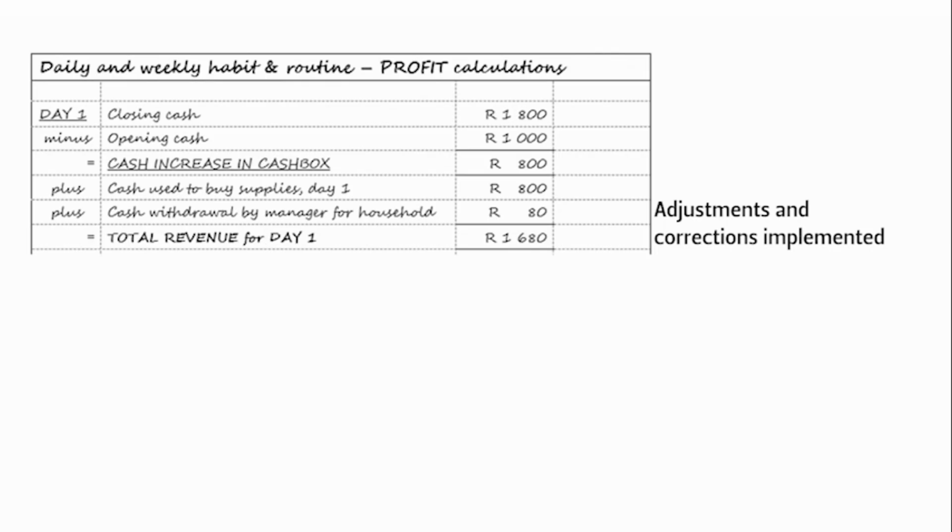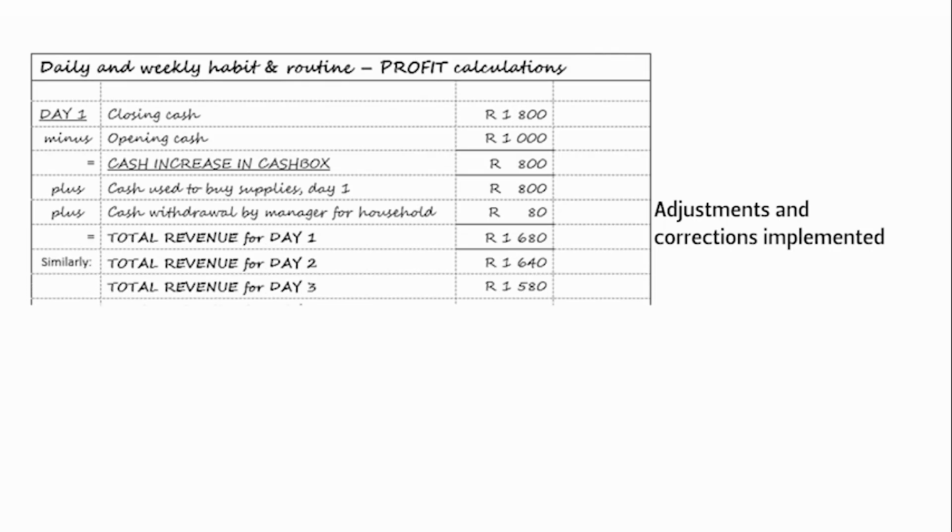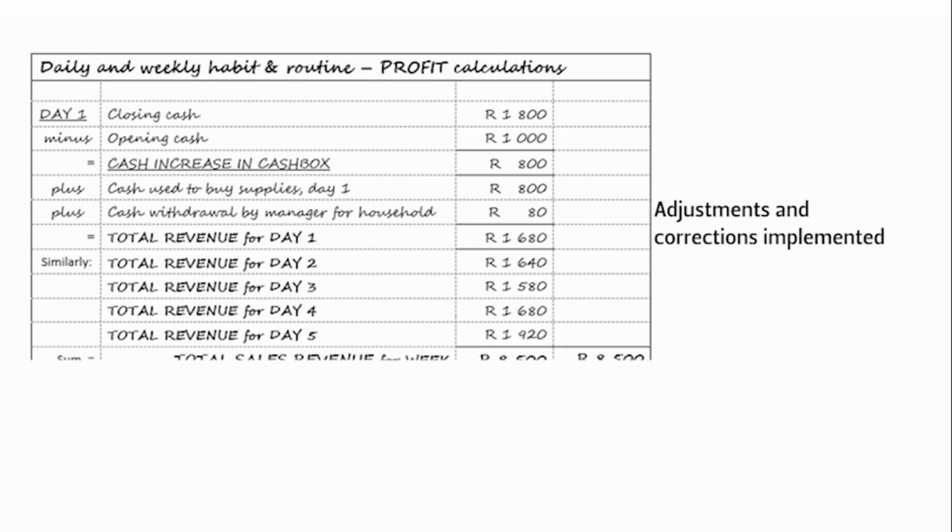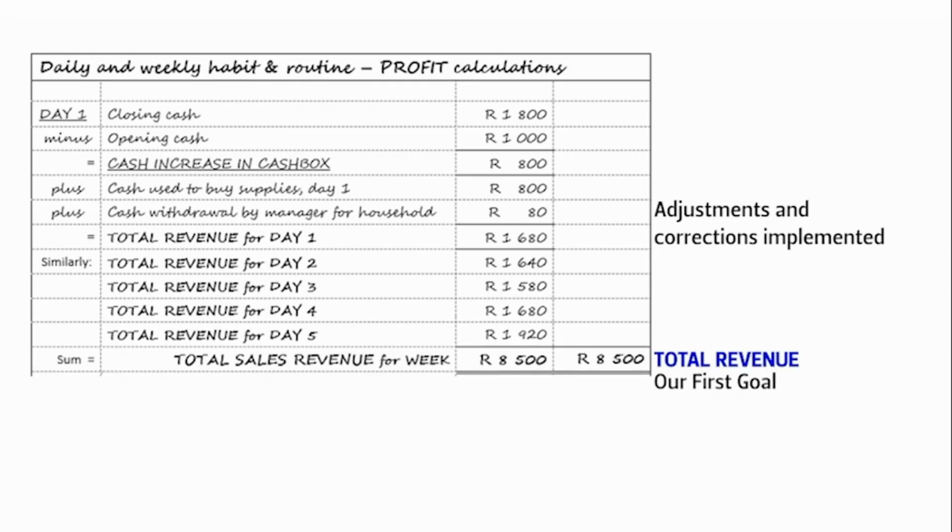This can be repeated for each day of the week. The sum of all the daily totals produces total sales revenue for the week. This is our first goal. Half of the job is done.